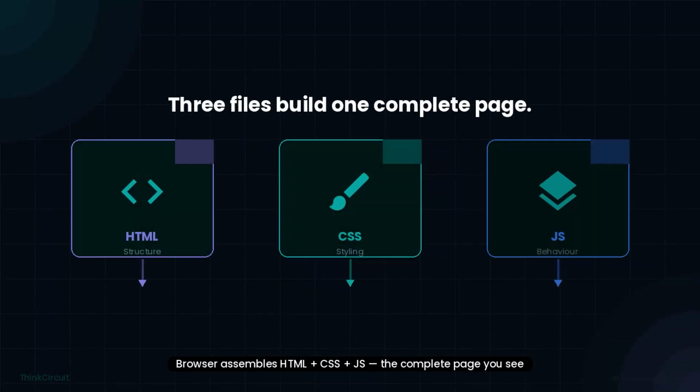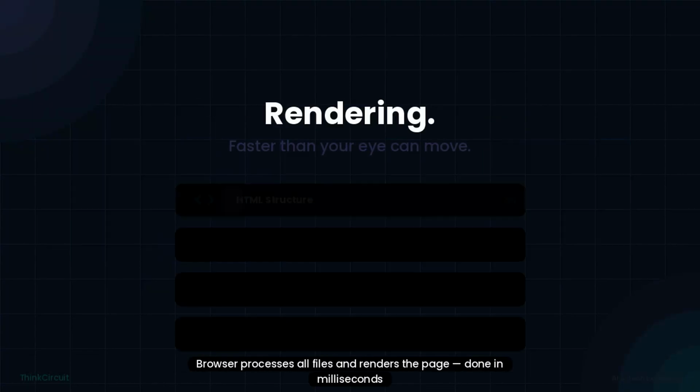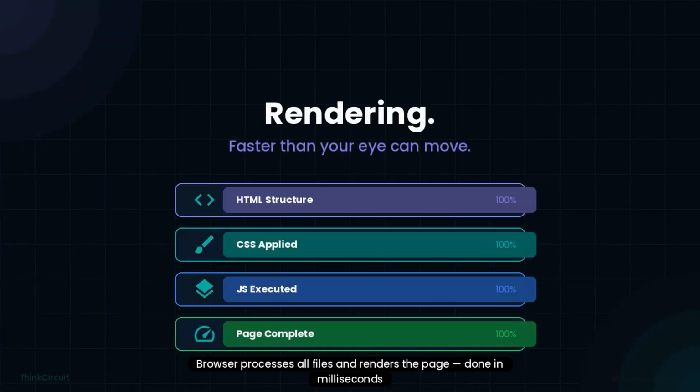Your browser receives all 3 and it starts building the page you see, assembling the structure, applying the styles, running the scripts. This process is called rendering, and your browser does it so fast that by the time your eye moves from the link to the screen, the page is already there.